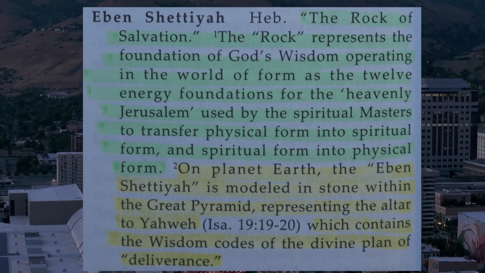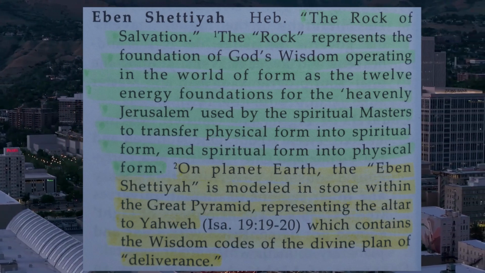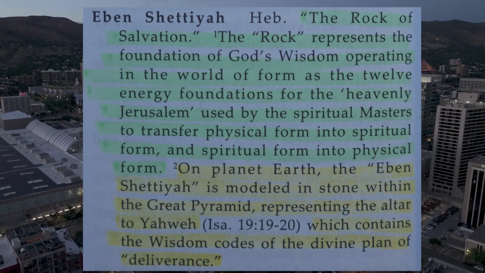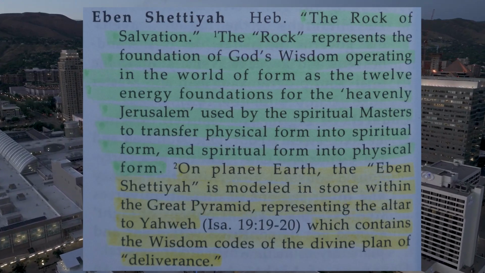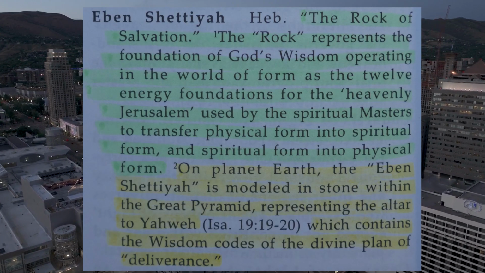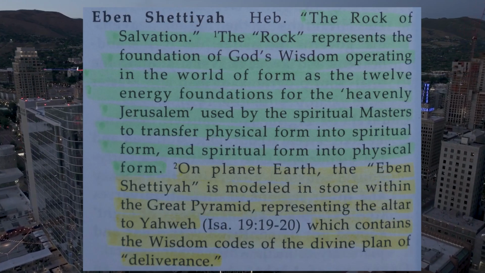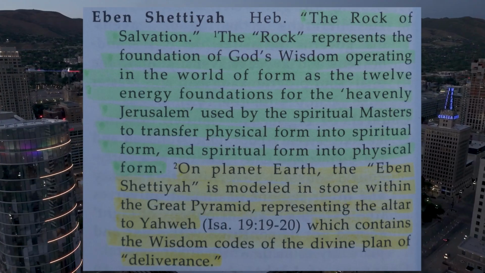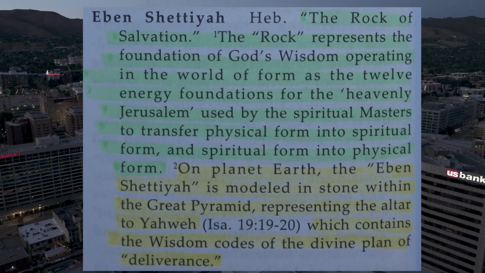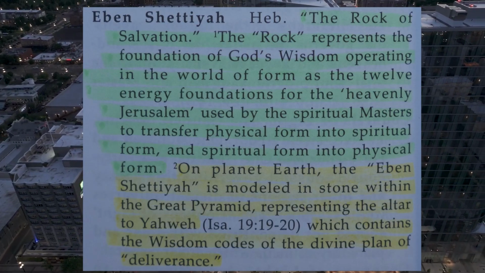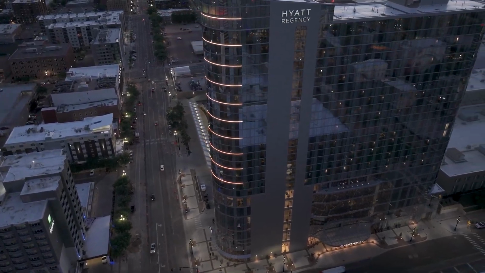The rock of salvation. The rock represents the foundation of God's wisdom operating in the world of form as the 12 energy foundations for the heavenly Jerusalem used by the spiritual masters to transform physical form into spiritual form and spiritual form into physical form. Second definition, on planet Earth, the Eben Shettiyah is modeled in stone within the Great Pyramid, representing the altar of Yahweh, which contains the wisdom codes of the divine plan of deliverance. Let's go to verse 15. Back to key 108.